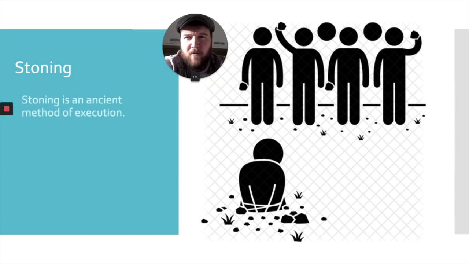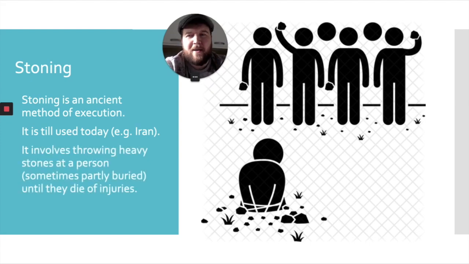Stoning. Got lots of people there, they've got rocks in their hands. Stoning is an ancient method of execution. It's even in the Bible. But it's still used today, for example, in Iran. What happens is basically it involves throwing heavy stones at a person. Sometimes they're buried as well, and it's just done until they die. So really quite brutal. And it often, I reckon, could be quite a slow and painful death. Again, with stoning.